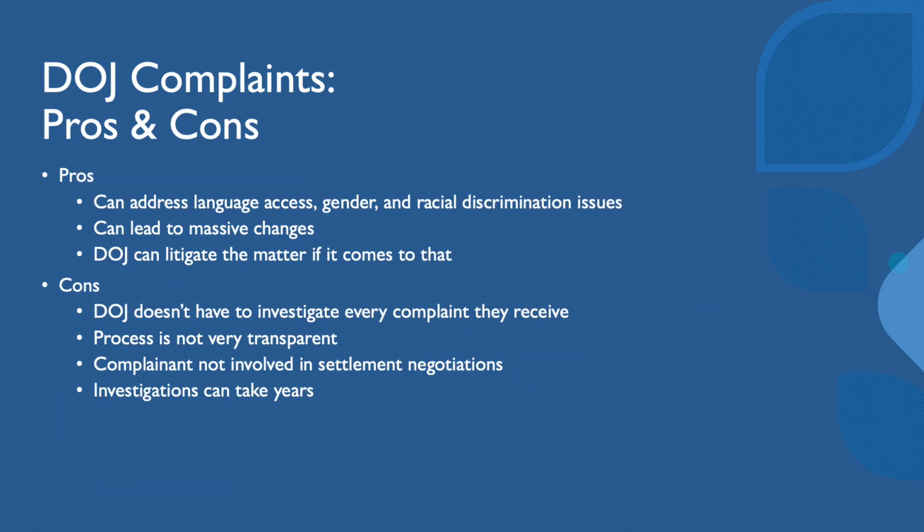Some pros of the DOJ complaint process are that you can address those intersectional issues. There's potential for massive change if they investigate and if you're patient. And the DOJ has the power to file a lawsuit if it comes to that. Some cons of the DOJ complaint are that they don't have to look into every complaint they receive. The process is not very transparent. The person who filed the complaint isn't involved in negotiations, and investigations can take years.